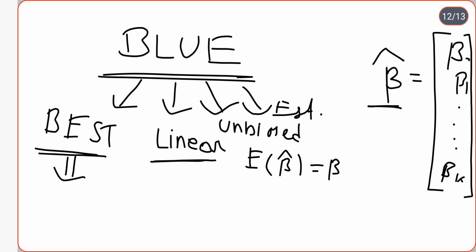So we have to prove that the parameters in the vector beta hat are minimum in variance. If they are minimum in variance, then we may say that it's best. Linear has been proved, and if the expectation of beta hat equals beta is proved, then we may say that it is also unbiased. Okay, so let's go one by one. We have proved linearity. Now we are going to prove unbiasedness.